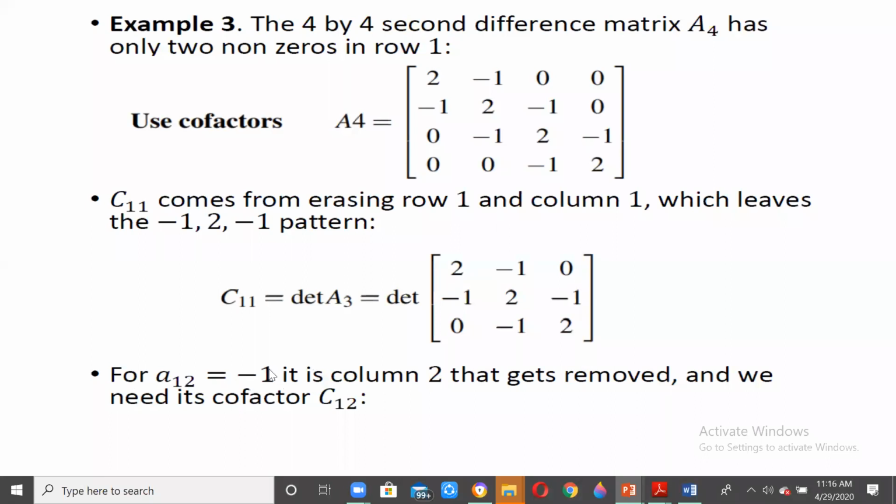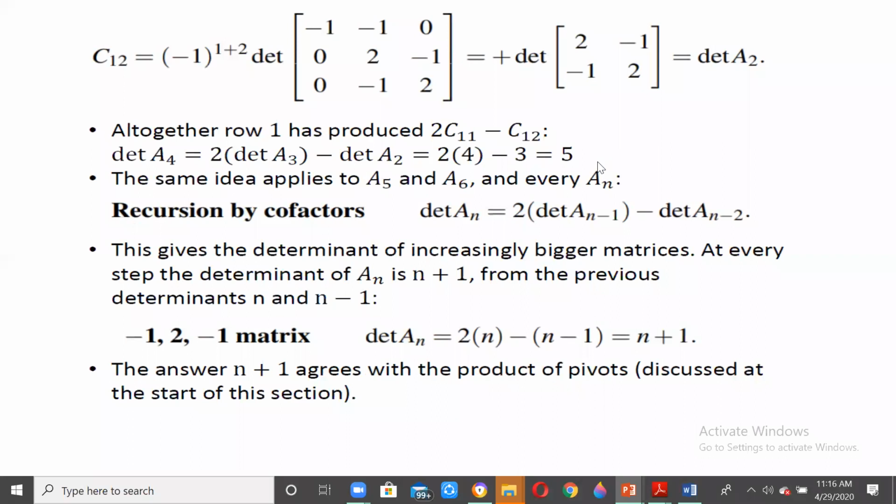Similarly, for A12, we have minus 1, A12 equal to minus 1, which is there over here. It is column 2 that gets removed, and row 1 is definitely there, and we need its cofactor C12, and C12 is this and this and this together. So C12 will be minus 1 to the power 1 plus 2, determinant of those three columns which I just said, and that you can try to solve, and that will become the determinant of A2. So altogether, row 1 has produced 2 C11 minus C12.